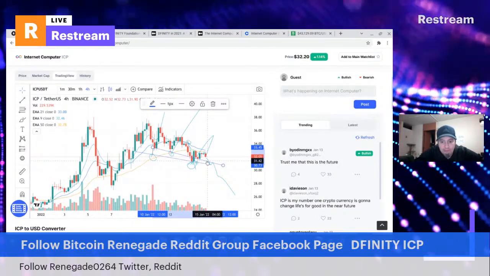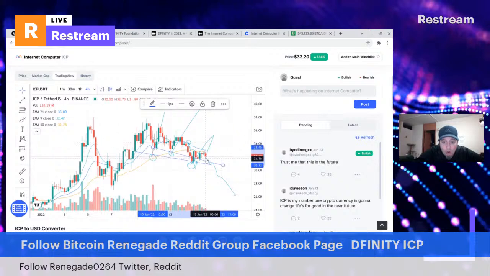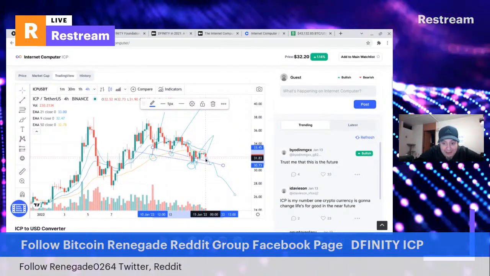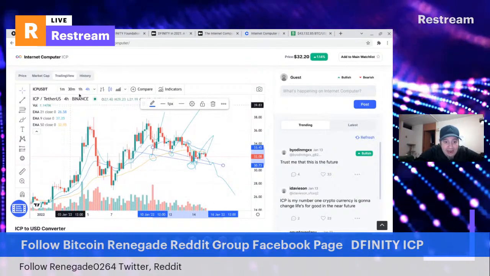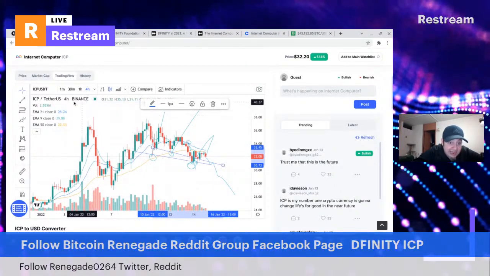So we might actually only break down to 31 and then up. Or this could have been all the down that we needed right here. See how the wick did go down a little bit? Then we might continue up. So let's just keep an eye on this. I'm going to be reporting on this Monday again.